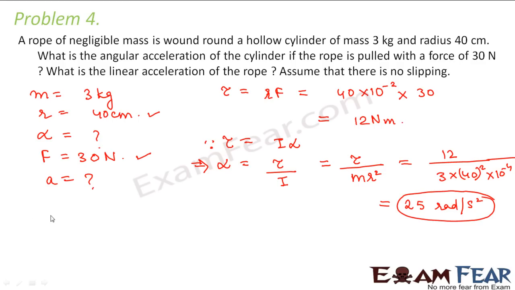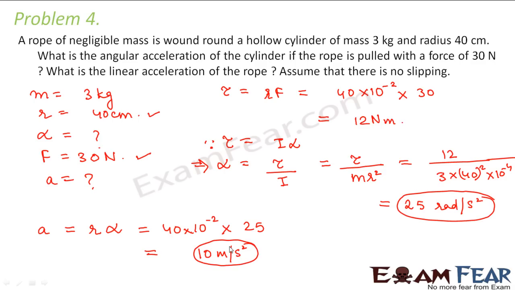Now we also need to calculate linear acceleration. We know that linear acceleration is equal to r into angular acceleration. That is the relationship between linear acceleration and angular acceleration. So this becomes 40 into 10 to the power minus 2 multiplied by 25, which comes out to be 10 meter per second square. This is the linear acceleration of the rope. This is how we solve problems depending upon the various kinematical equations of rotational motion.